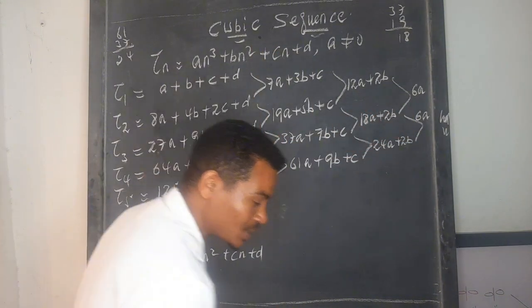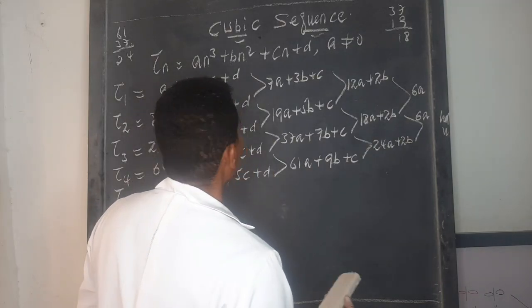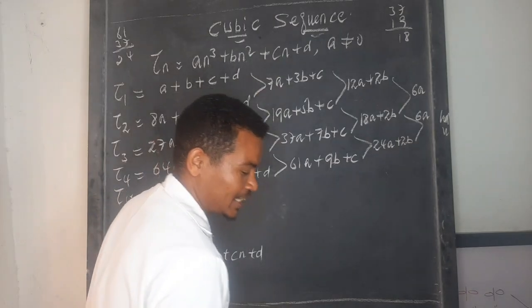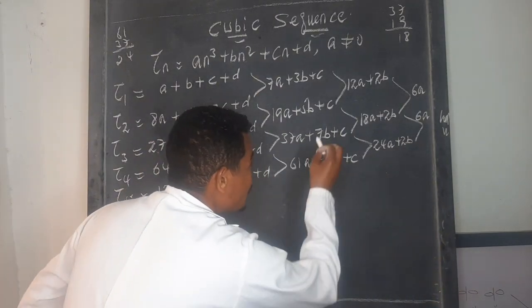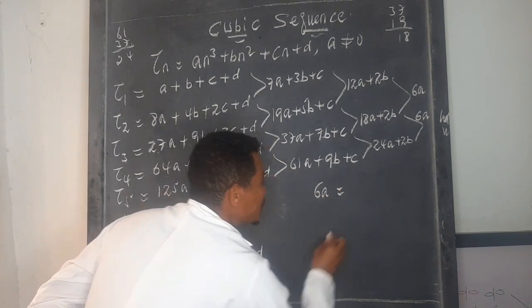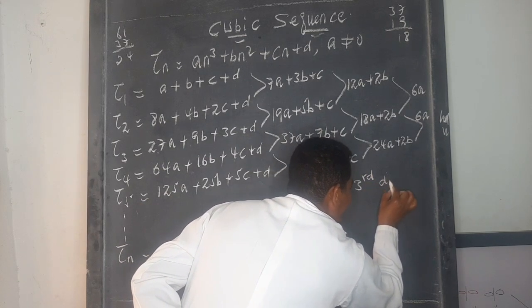So from this, let's generalize the formula, the way to find the values of a, b, c, and d. From this, 6a is equal to the third difference.